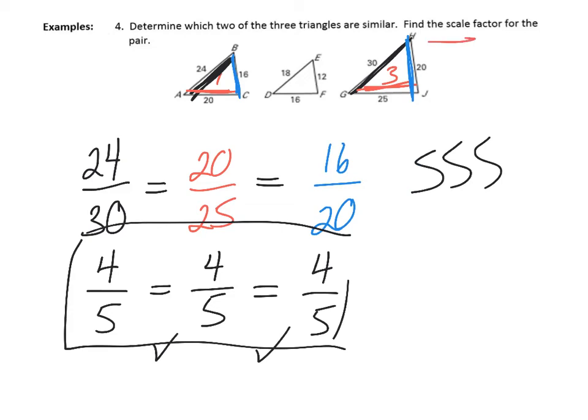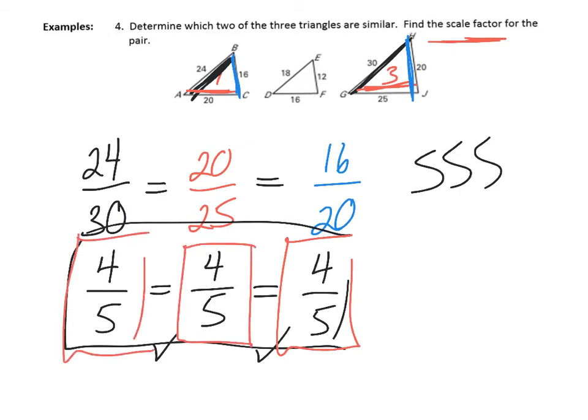And as far as the scale factor goes, I've given it right here. It has to be 4 over 5 because that's what all of these ratios reduce down to. So once again, that's telling me for every 4 units on triangle ABC, it's going to be 5 units on triangle GHJ.